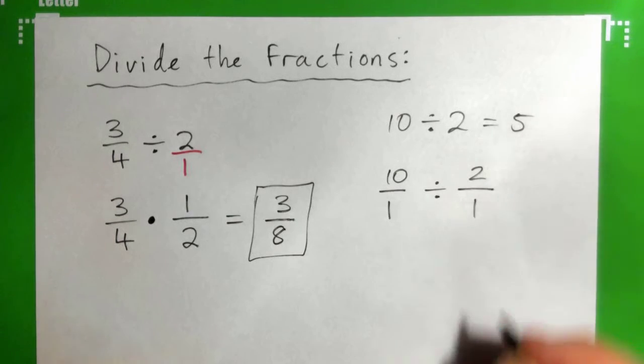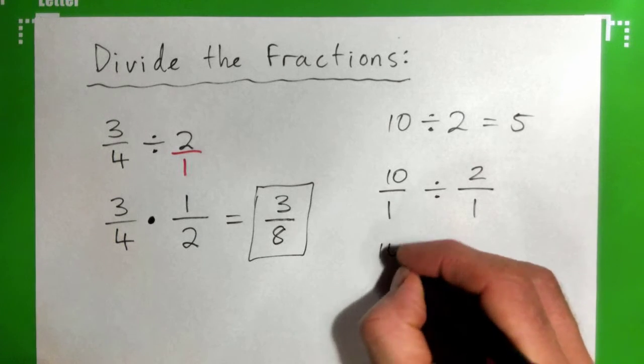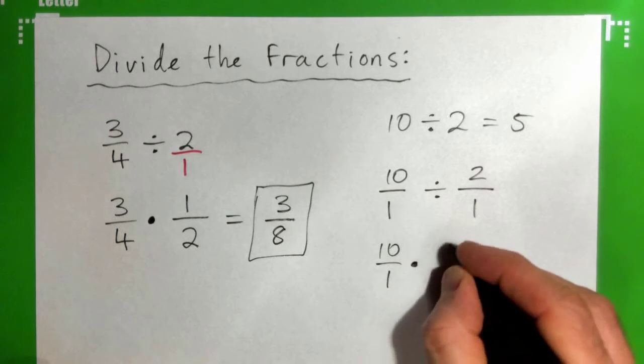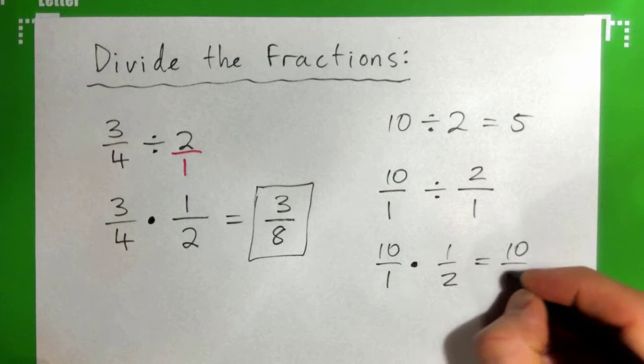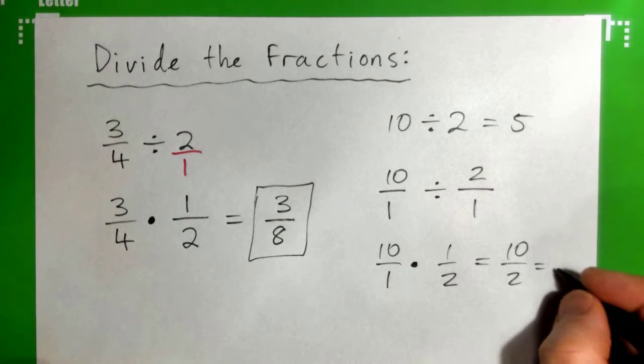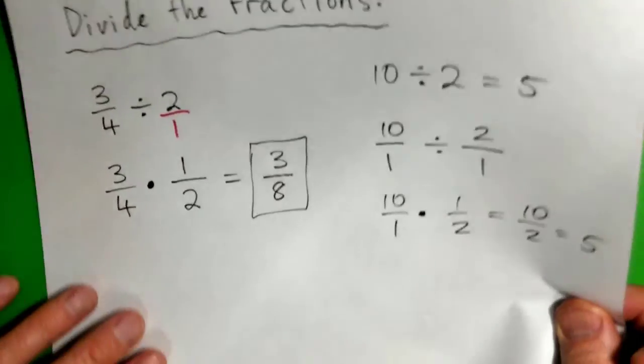And write 2 as a fraction. 2 over 1, good. And if I flipped this one, I would get 10 over 1 times 1 over 2, right? And that gives me what? Yeah, 10 over 2, which is 5.